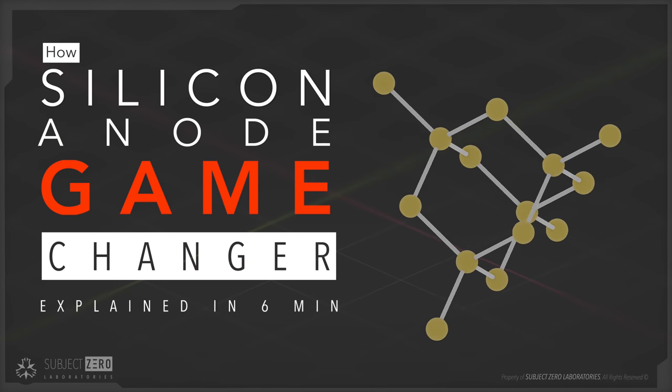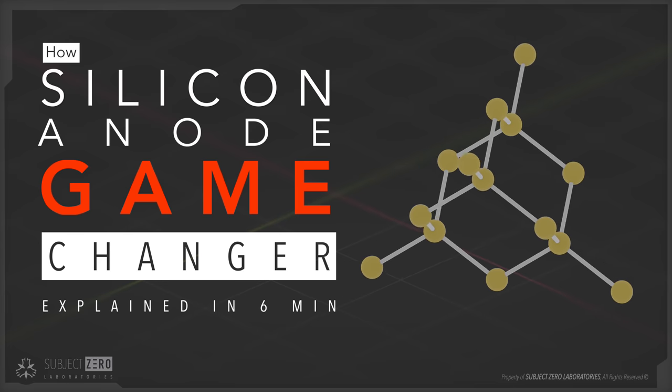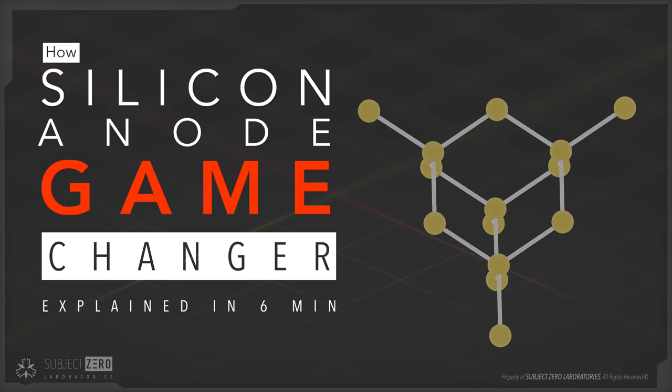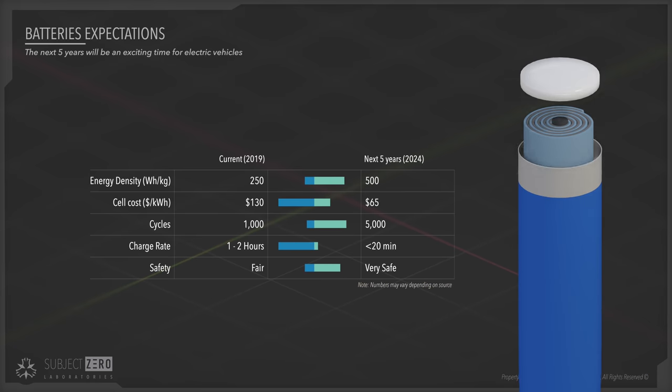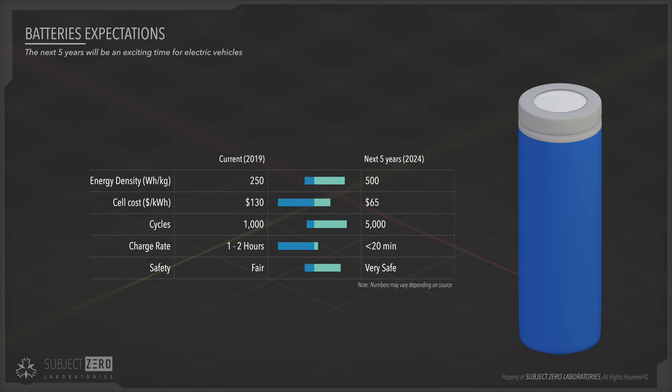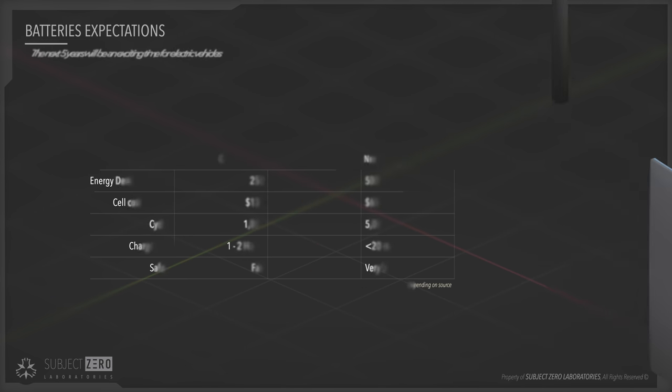Lately we have seen more and more news about silicon anode batteries, and the news is good, but we still have problems to solve. The optimal battery for the next 5 years should be able to at least double the current energy density, halve the cost per cell, get 5 times the current charge cycles, and charge in less than 20 minutes. Luckily for us, this technology has been available for the past decade. But why haven't we seen it anywhere?